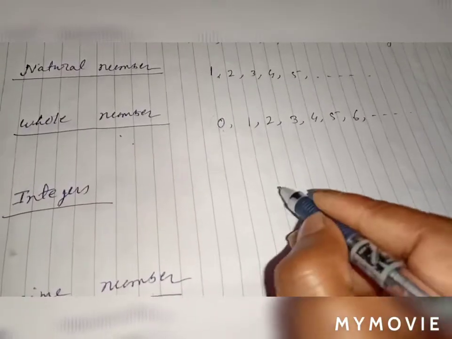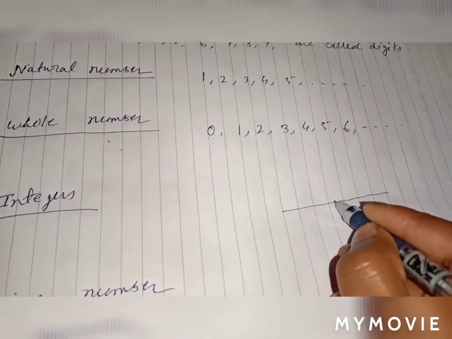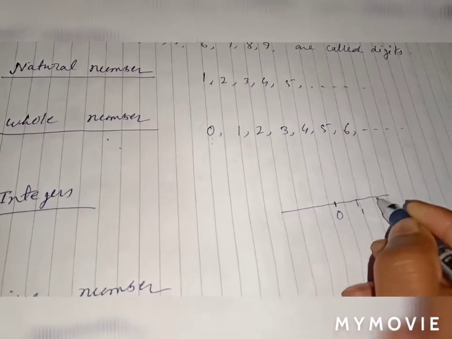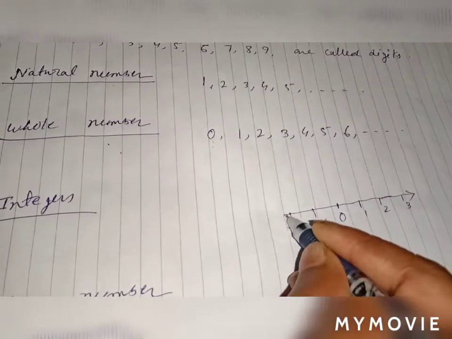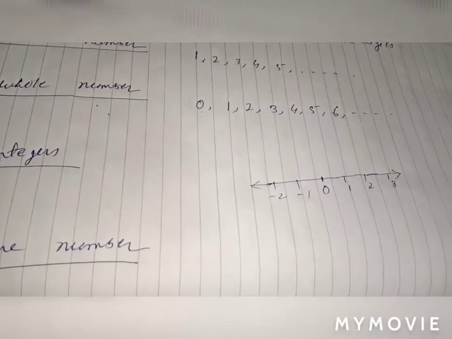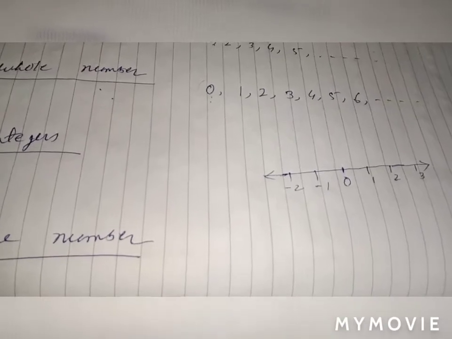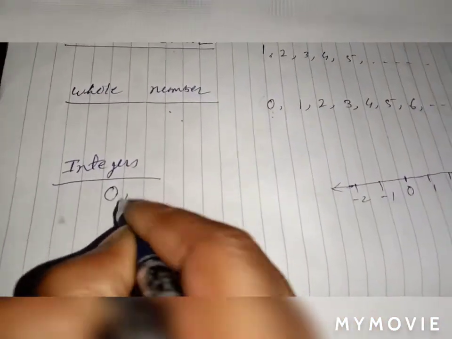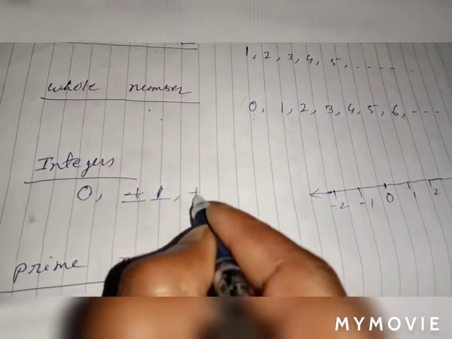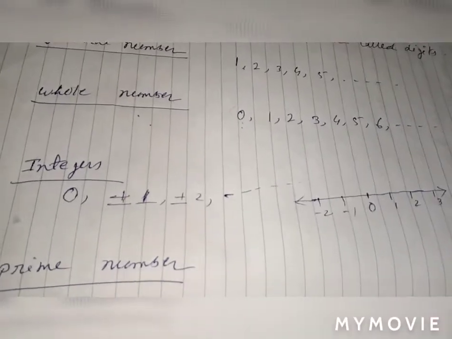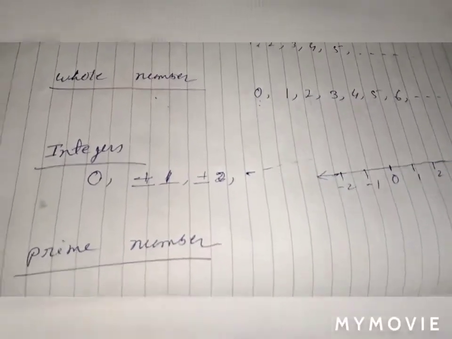After that, integers. If you see integers, you can remember about the number line that we got 0, 1, 2, 3 like that, and this side -1, -2, means all the negative and positive numbers including 0 lie on a number line, and this is called integers. Means you can write 0, plus 1 also -1, plus 2 also -2. All numbers plus-minus 1, plus-minus 2, plus-minus 3, plus-minus 4, plus-minus 5 up to infinity are called integers.